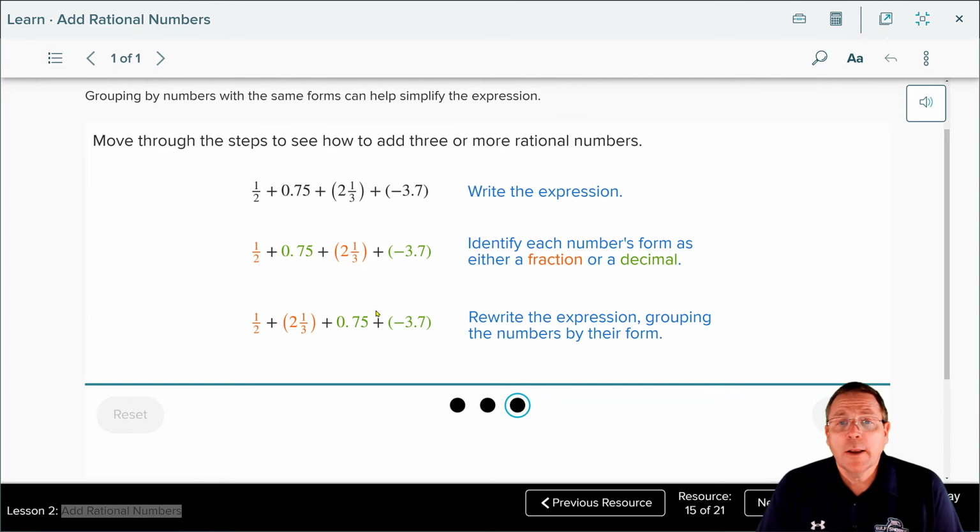Now they're not going to solve this problem, but when we come back for part 3 of adding rational numbers, we're going to work together and we're going to solve a problem using the commutative property of addition.